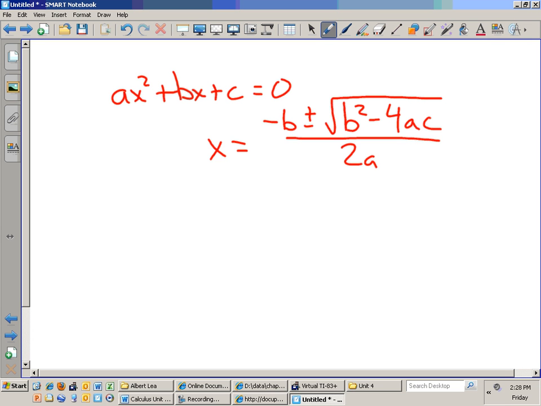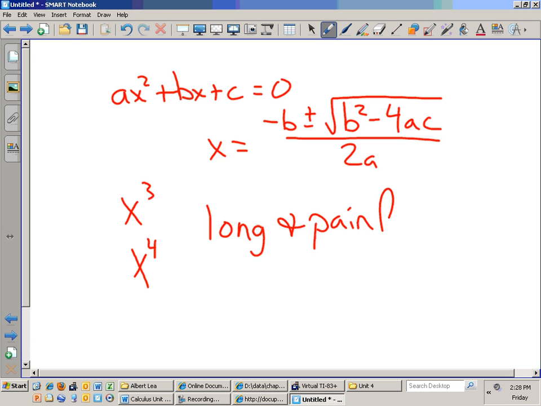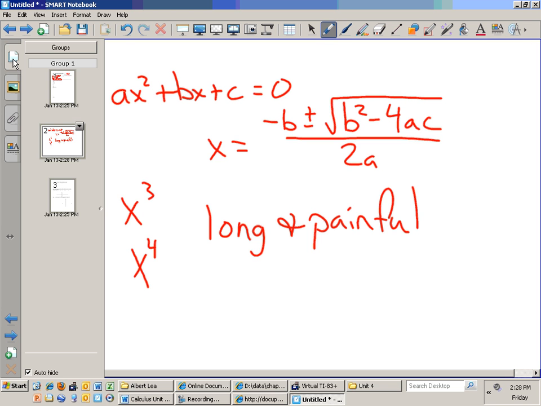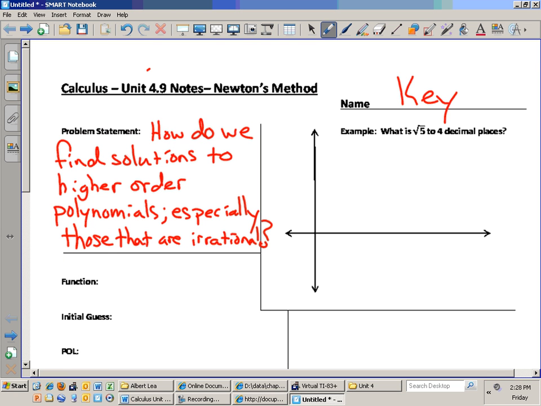And the fact is that we also know how to solve cubics, and we also know how to solve quartics. It is very long and painful, and we would not like to use that. After we have cubics and quartics, we don't know how to solve the rest. We're left to other methods. So back when Newton had developed calculus, he had a very quick way to be able to find solutions, especially to those things that were not rational.